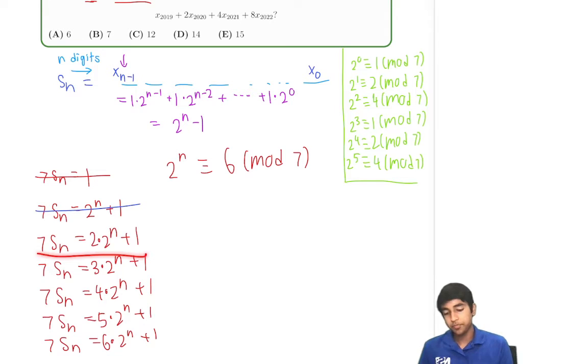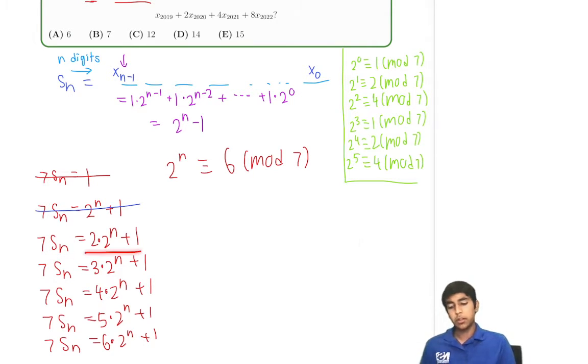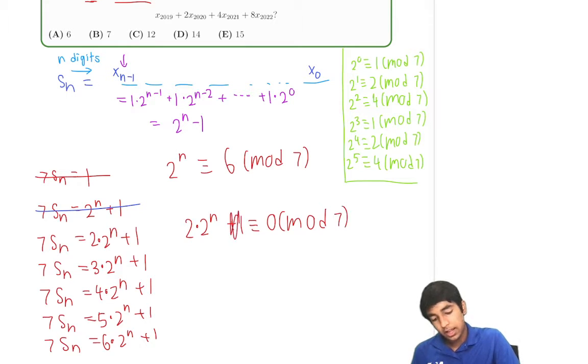Okay, this one here. 7 times s of n equals 2 times 2 to the n plus 1. So for this to happen, like I mentioned earlier, for s of n to be an integer, this will be a multiple of 7, which means this side also has to be a multiple of 7. So we must have 2 times 2 to the n plus 1 equal 0 mod 7. And we can subtract 1 from both sides. We get this is equal to negative 1 mod 7, which is also the same thing as 6 mod 7, if you'd like to write it without negatives.